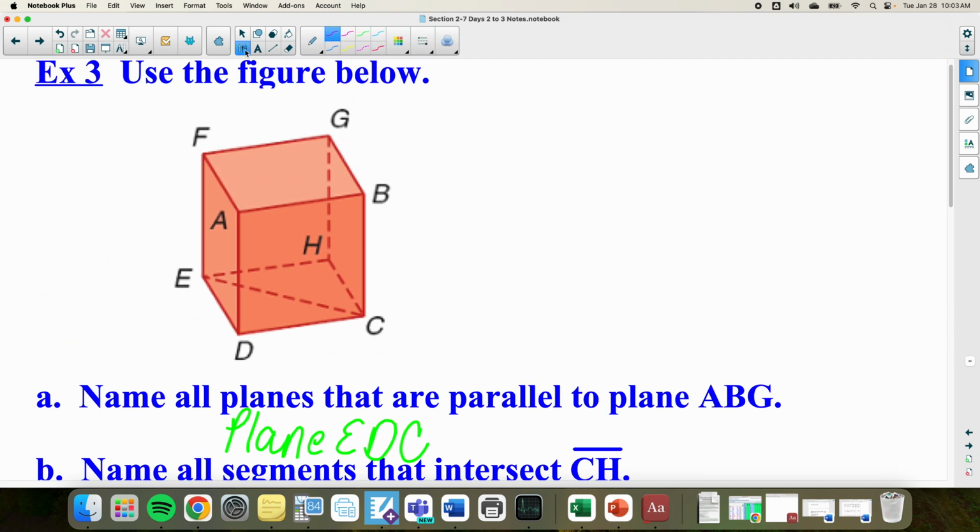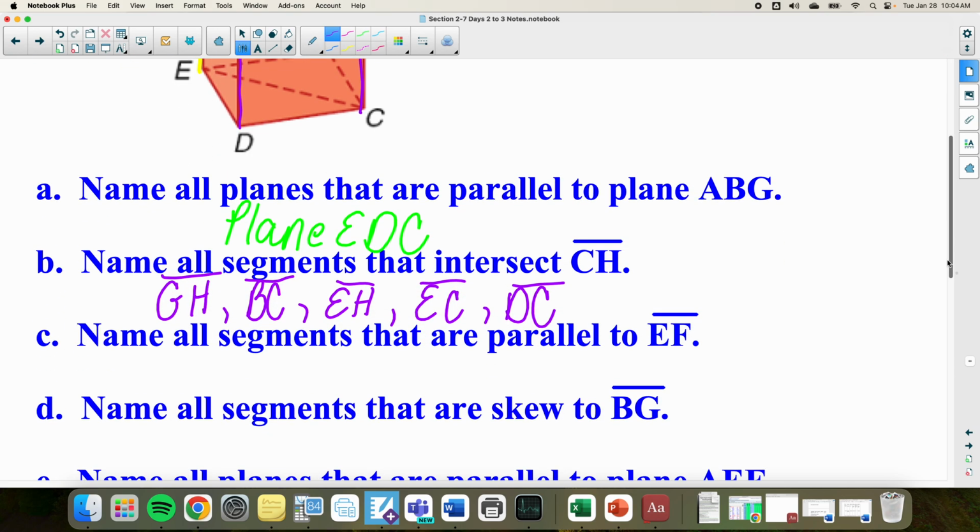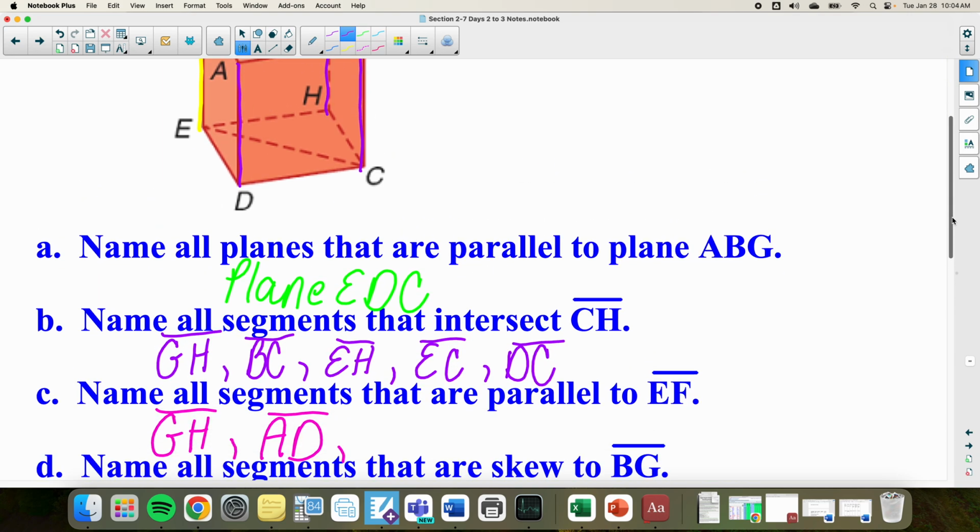Parallel to EF. EF is right here. What do you guys think? How many would be parallel to that? DA, CB, HG. Yep. 3, right? Okay, so let's write those down. GH, AD, and BC.